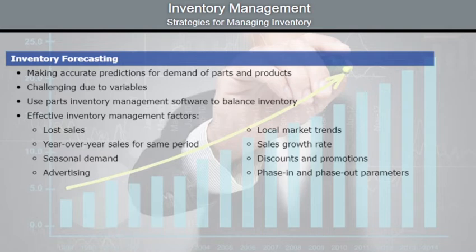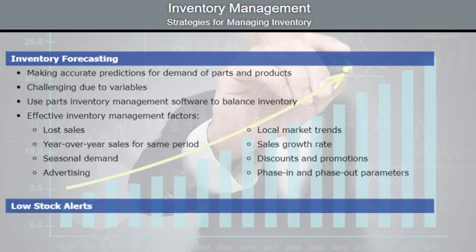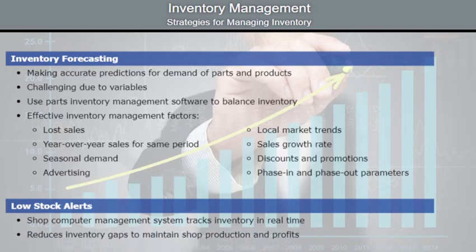Another important strategy is implementing low stock alerts to maintain workflow. Your shop's computer management system can help you keep track of the inventory in real time, so you can adjust ordering priorities. Having low stock alert levels set up on your system reduces inventory gaps that lower your shop's production and profits.